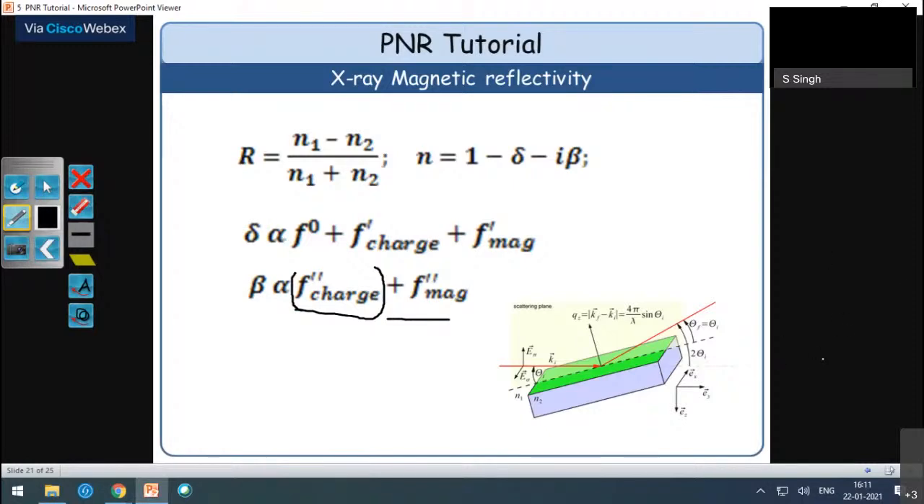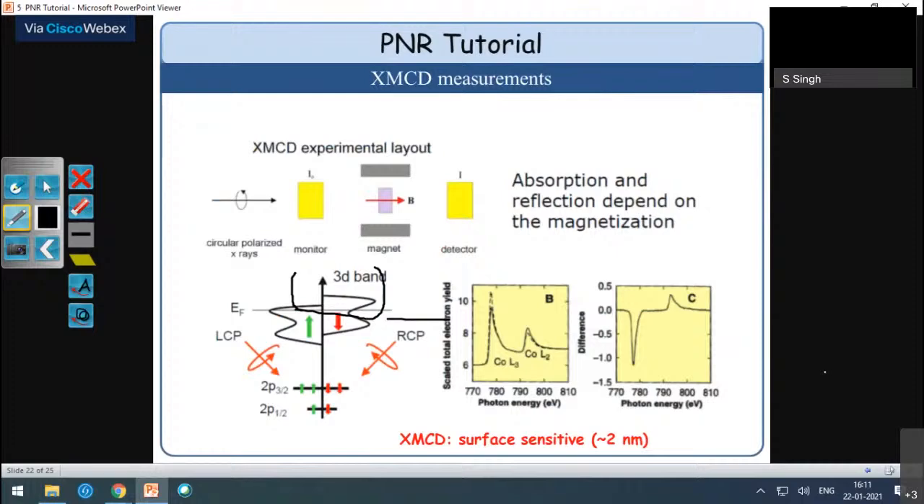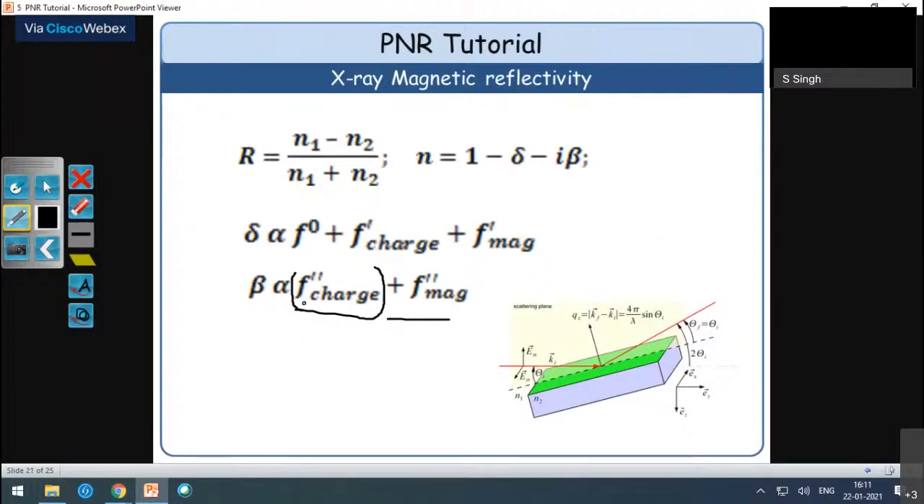Charge and magnetic contribution, where is it coming from? So absorption is giving you charge, but how do we get the magnetic contribution? The difference between these two gives you the magnetic contribution. So from this you are getting this beta value, and then using these values you can calculate these values.